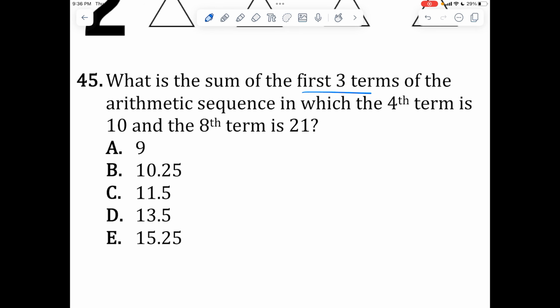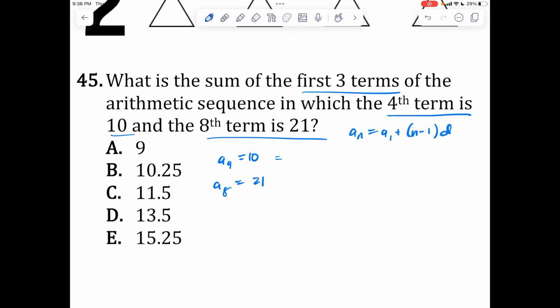So what is the sum of the first three terms of the arithmetic sequence in which the fourth term is 10 and the eighth term is 21? So A4 is equal to 10, A8 is equal to 21, and they're both arithmetic, so this is the general formula. First I'm going to plug these into the formula, and then subtract the equations to find A1 and the common difference D. Once I have the common difference and A1, I can find A2 and A3 and add them all up. So let's plug these in.